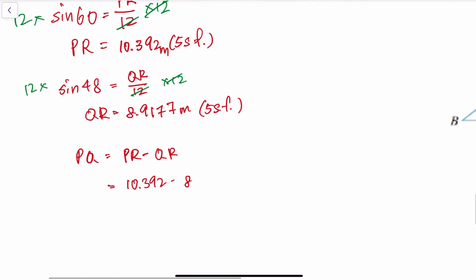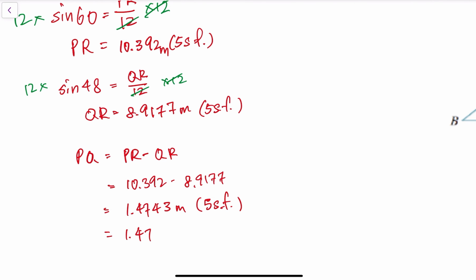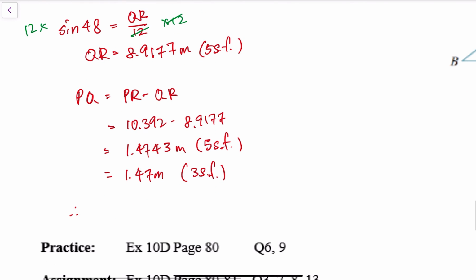10.392 minus 8.9177 gives us 1.4743 meter, 5 SF, and my final answer will be 1.47 meter, 3 SF. Okay, the question did not ask for PQ. They asked for height of window, which is 1.48 meter.